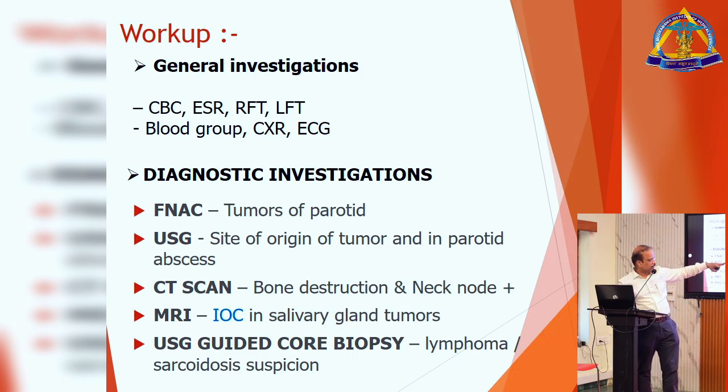And second thing, CT scan and MRI. CT scan and MRI are very, very relevant nowadays, not in small tumors, but in tumors which are large, tumors where you suspect malignancy, tumors which arise from the deep lobe, tumors with clinical signs of malignancy. CT is useful for assessing cortical bone erosion, and CT is useful for assessing neck nodes. That is more specific.